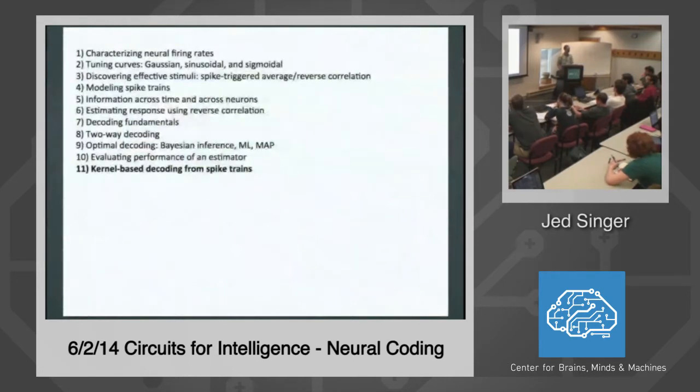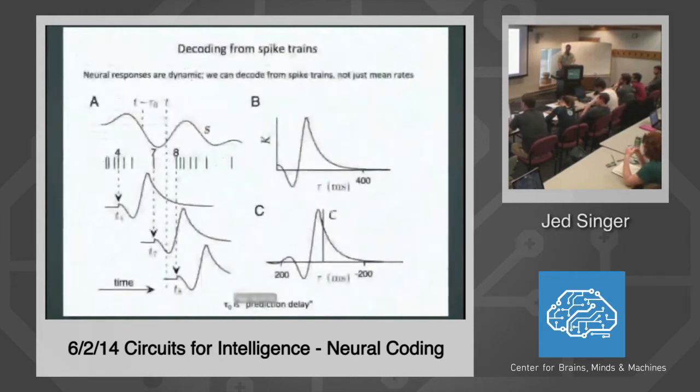All right. Finally, I'm going to take the last few minutes to talk about how we can decode not from a vector of scalar firing rates, but from an actual spike train. And this is going to recall some of the earlier stuff we talked about with reverse correlations and spike-triggered averages and kernel convolutions. So the basic cartoon of the procedure I'm going to sketch out first.